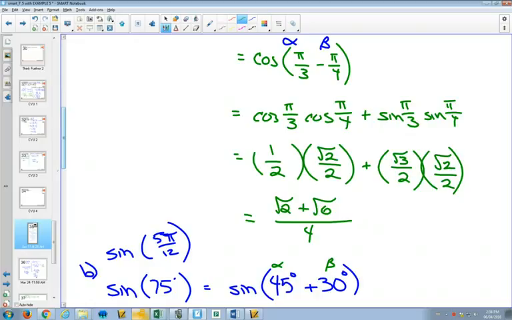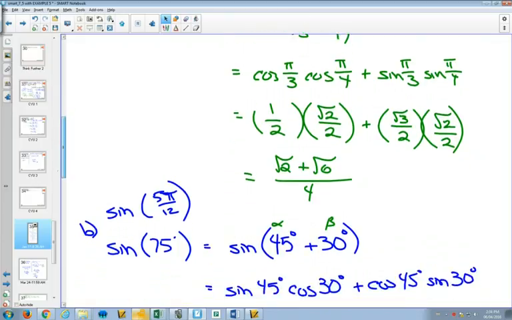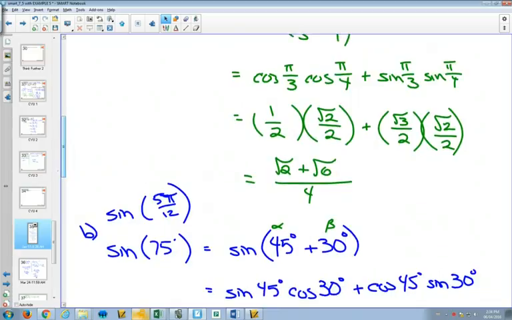Sine alpha plus beta is equal to all 4 of those things. And now our alpha would be 45 degrees, and our beta would be 30 degrees. So we just plug it into the formula. Since all of those values are on your pi plate, you can evaluate each one of them.